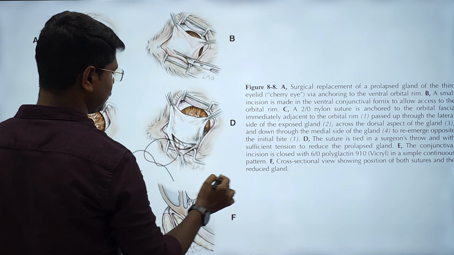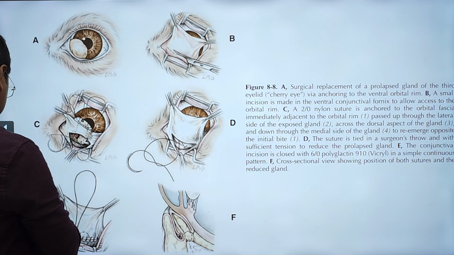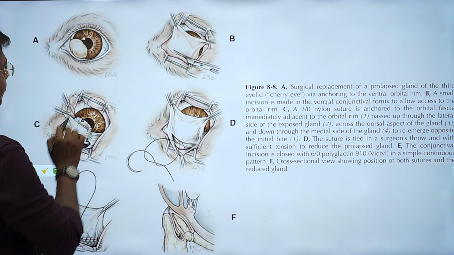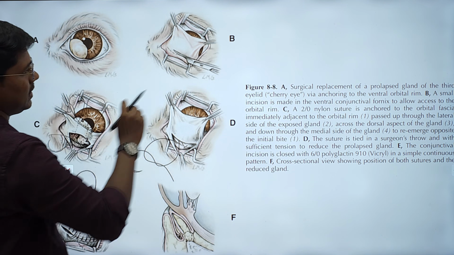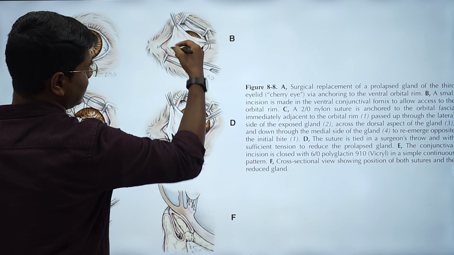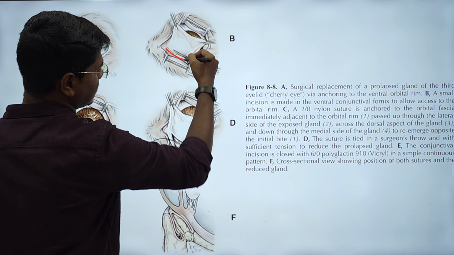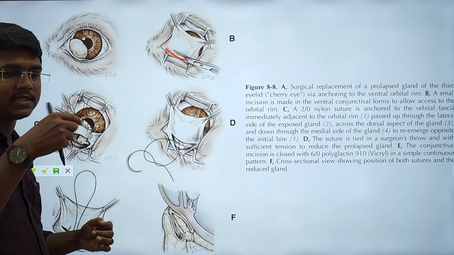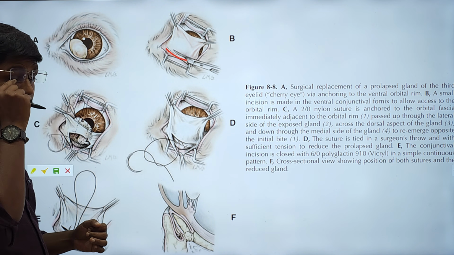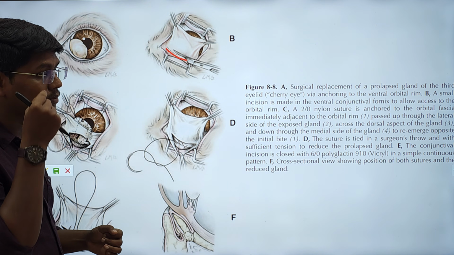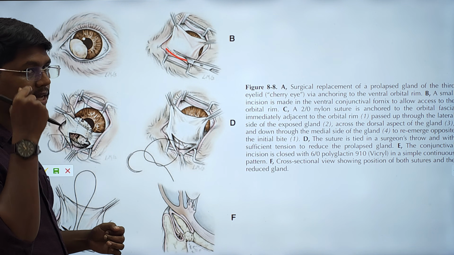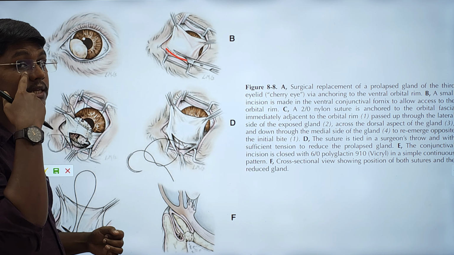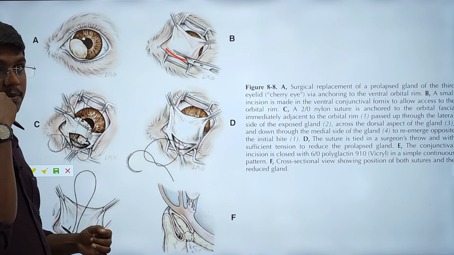Another one is anchoring to the orbital rim. Suppose this is the prolapsed gland, then elevate the third eyelid and give an incision on the fornix. When you give the incision on the fornix, the orbit will be approached. Suppose this is the eyelid, you have to open or deflect this eyelid and give an incision on the fornix, then this orbit bone can be approached.